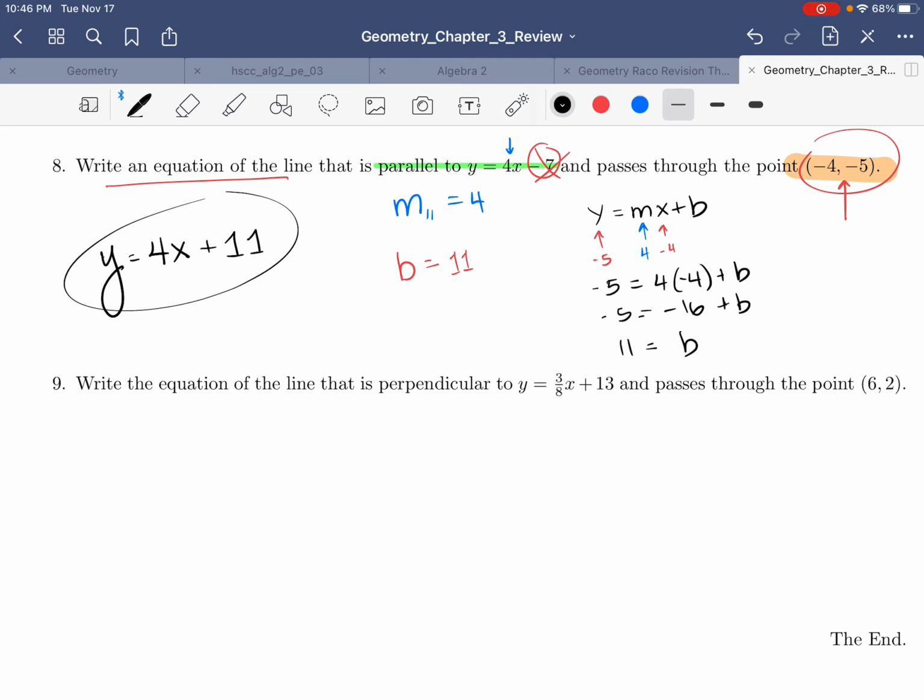Moving on to question number 9. Very similar idea, except this time for question number 9, it says that it needs to be perpendicular. So we want to be perpendicular to that line right there. And we want to pass the point 6, 2.